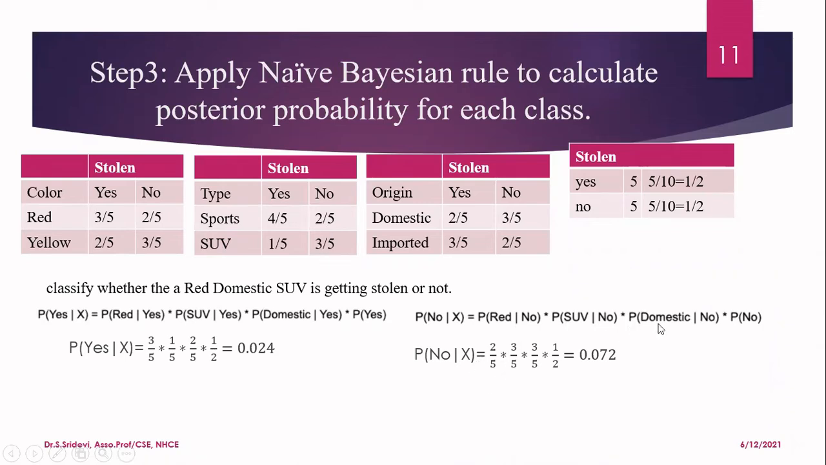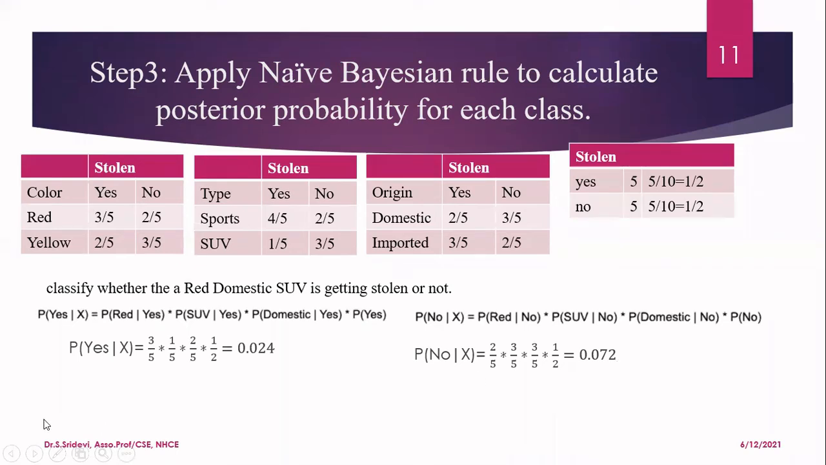Next is probability of domestic given no. In the third table, when the origin is domestic, stolen is no with probability 3/5. So I am substituting 3/5. Then what is the probability of no? If you see our class probability for no, we have 1/2. So substitute that. I'm getting now the probability of no for the given sample is 0.072.